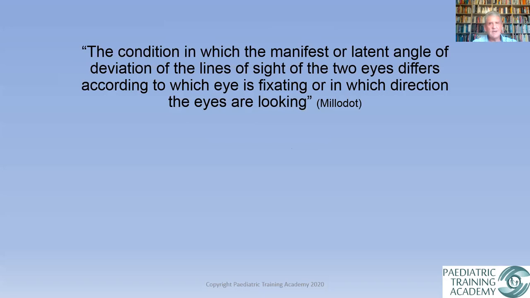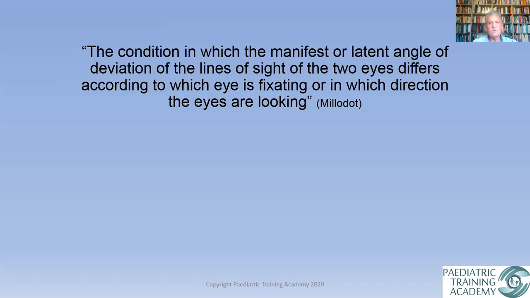So essentially, the angle of deviation changes for different directions of gaze. Or if you swap fixation from the non-strabismic eye to the strabismic eye, in other words, you're going to be measuring the primary angle and then the secondary angle, you're going to find that the primary angle and the secondary angle are not the same. And usually they need to be different by about 5 prism diopters. As soon as your primary angle and your secondary angle differ by more than 5 prism diopters or thereabouts, you have an incomitant strabismus.